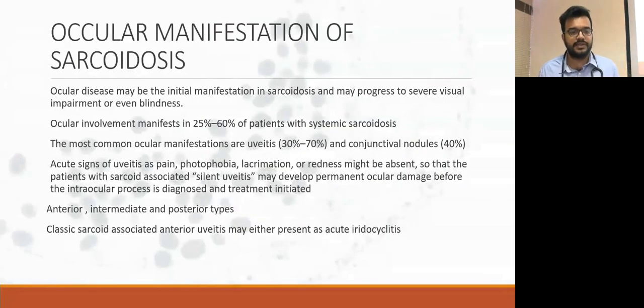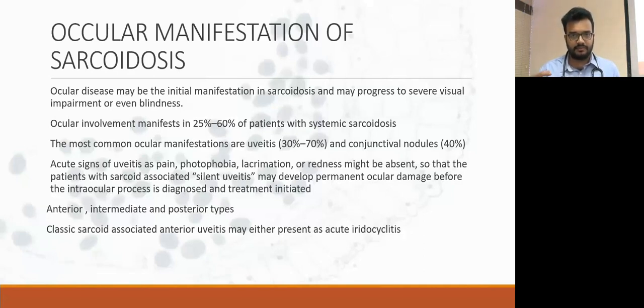So, ocular manifestations of sarcoidosis. Ocular disease can be an initial manifestation in sarcoidosis, but it can also be seen after systemic involvement. Ocular involvement manifests in about 25 to 60% of patients with systemic sarcoidosis, and the most common ocular manifestation is uveitis, about 30 to 70%, and conjunctival nodules, about 40%. Acute signs of uveitis like pain, photophobia, lacrimation, or redness might be absent in sarcoidosis. That's what happened in our patient.